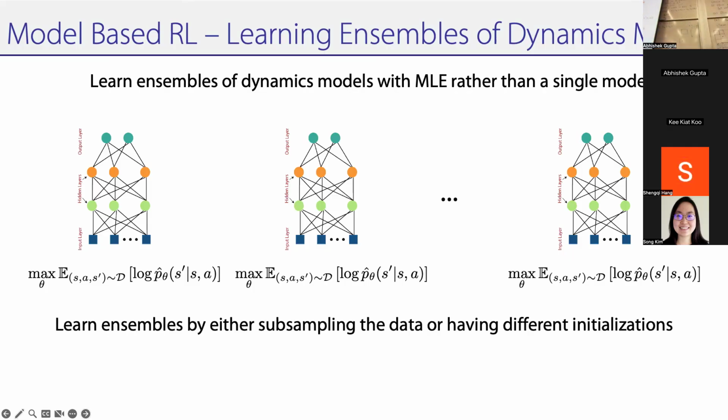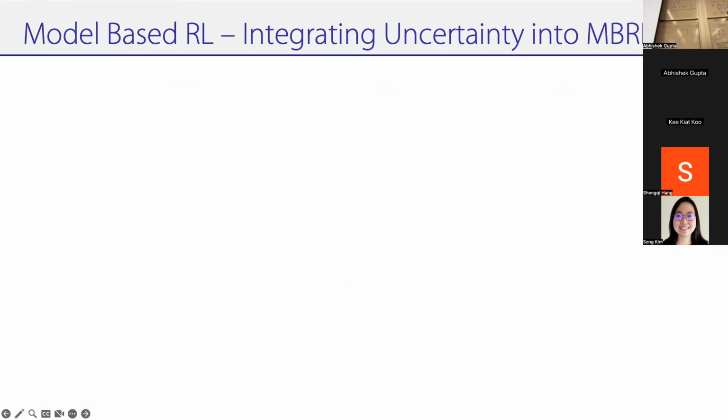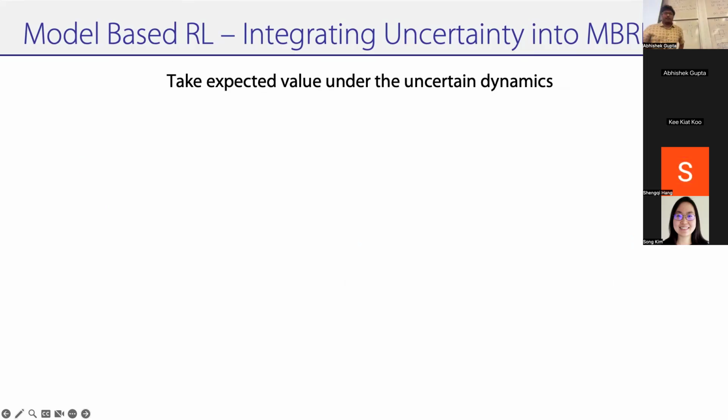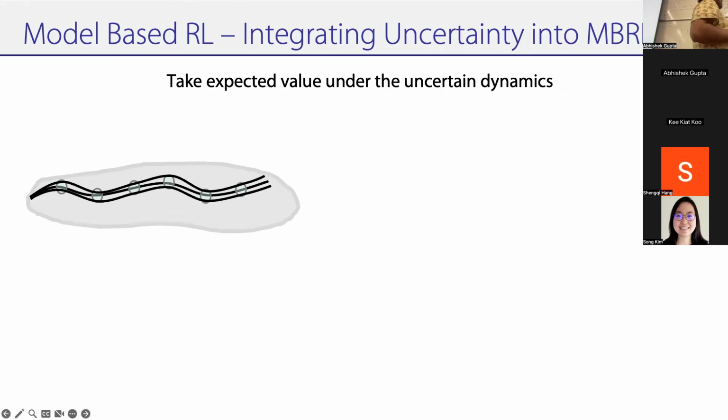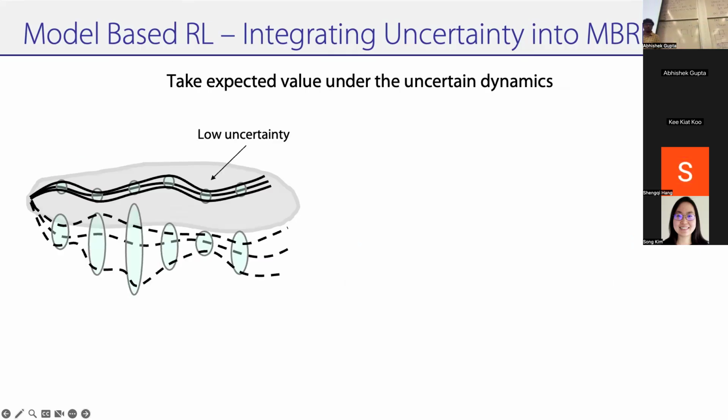Then you say, given these ensembles, I'm going to rework my planning procedure to be uncertainty aware. Instead of doing something with a single dynamics model where I pretend that it's the true world, I'm going to do it under my ensemble of dynamics. So in things where I know what's happening, the uncertainty is small, and in things where I don't know what's happening, the uncertainty is large.